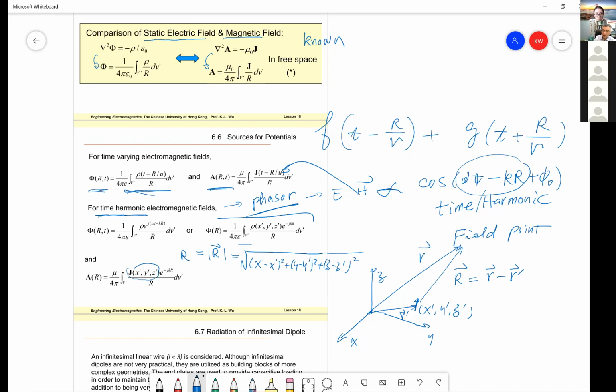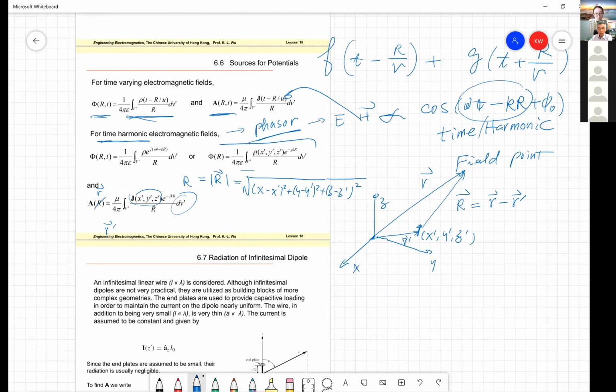Oh, sorry, this shouldn't be R. This should be, this is wrong. Okay, conceptually it is wrong. This is a variable of R, right? Because the potential is only related to the observation point. It has nothing to do with the source point, because the R prime point is already integrated and then it's already gone, right?